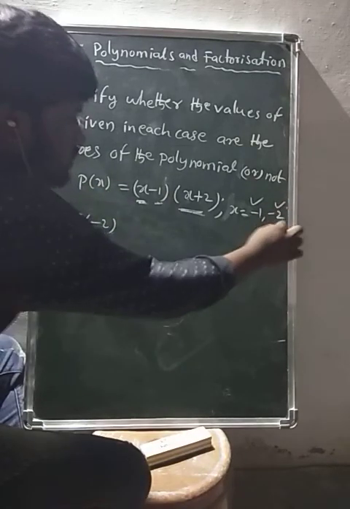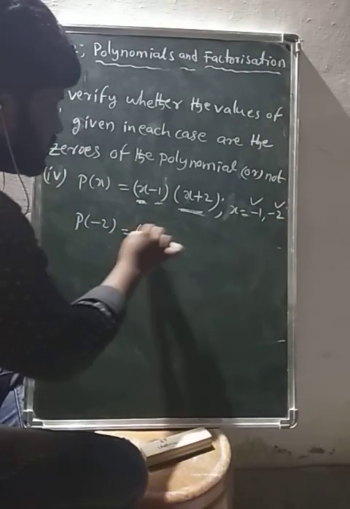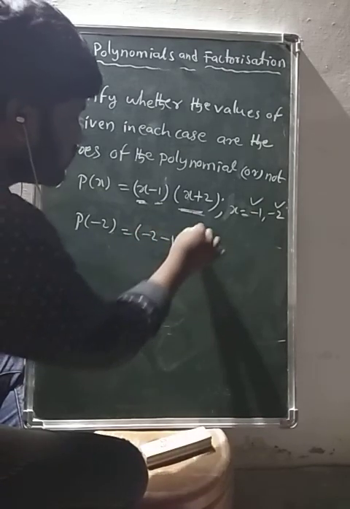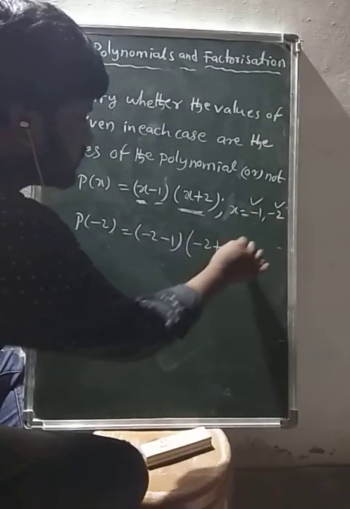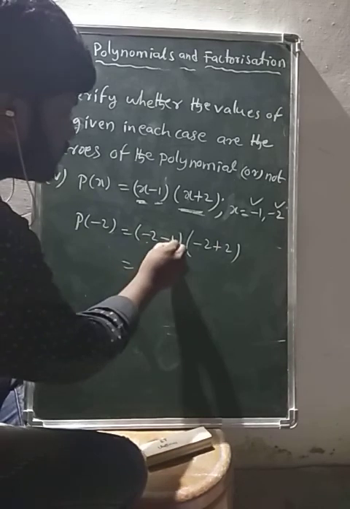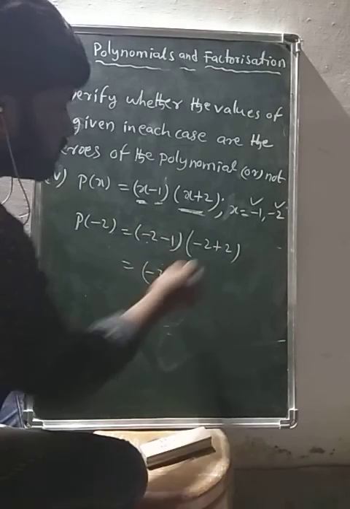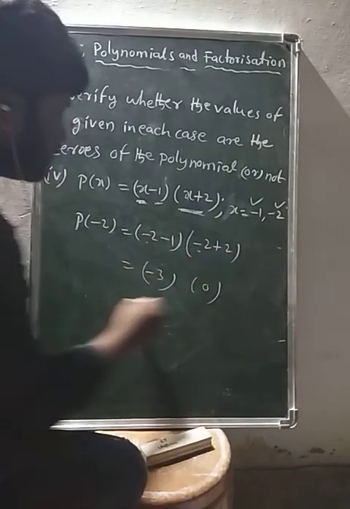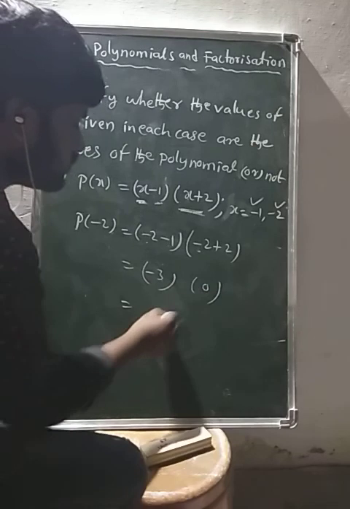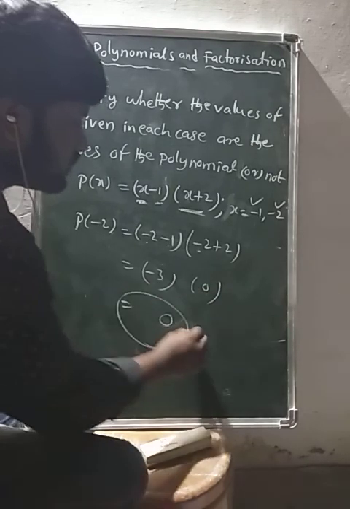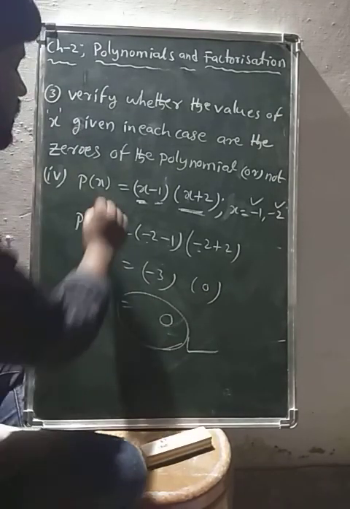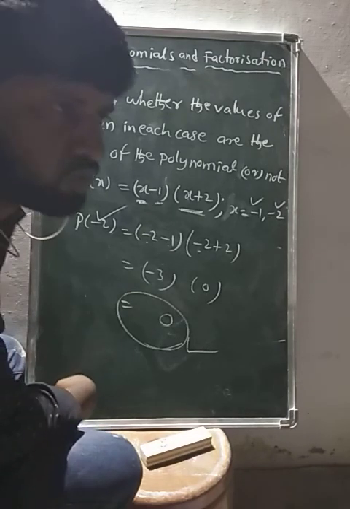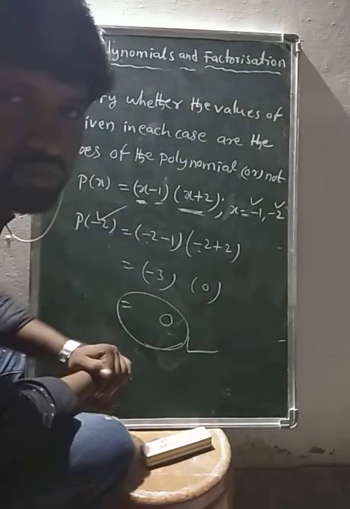Next value minus 2: that is minus 2 minus 1 into minus 2 plus 2. Minus 2 minus 1 is minus 3. Minus 2 plus 2 is 0. Now minus 3 into 0 is 0. The value of the polynomial becomes 0. Then we can say that minus 2 is a zero of the polynomial. So we can do it simply like this also.